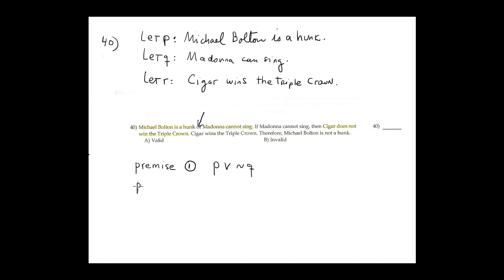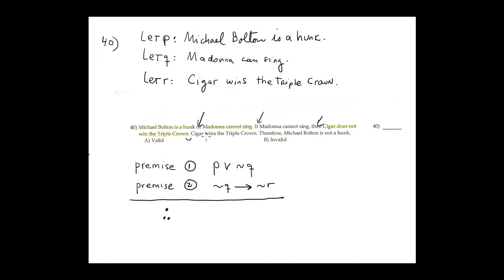Okay, now premise number 2 is Madonna cannot sing, but premise number 2 is a conditional because it's if then. You see, if, then. So the condition is Madonna cannot sing, negation Q again, arrow, Cigar does not win the triple crown, negation R. Okay. Period. This period in this case separates the conclusion. So this is a conclusion.